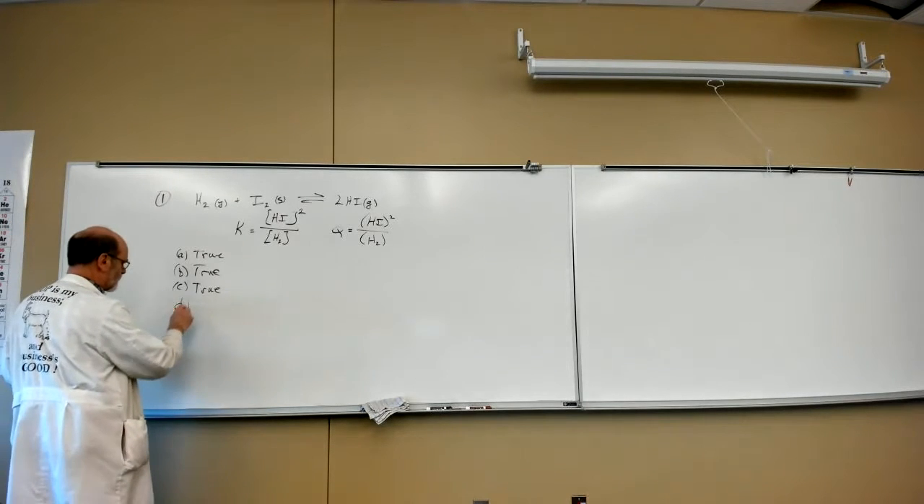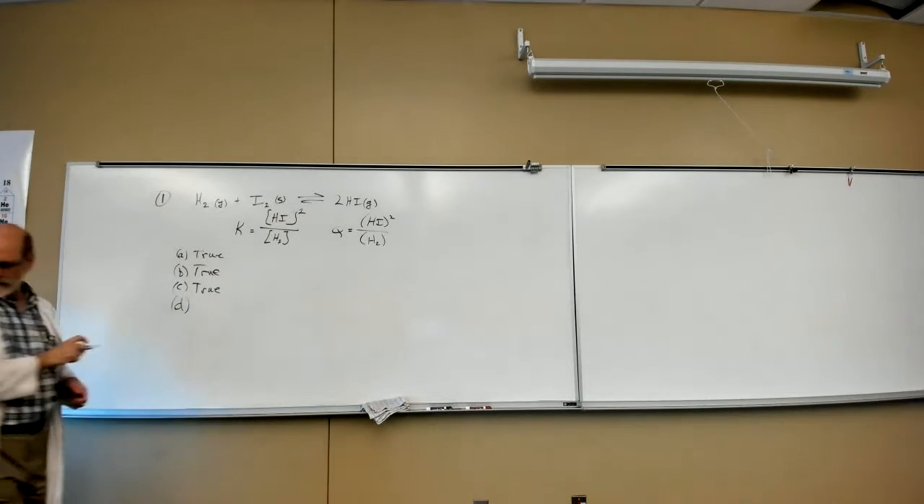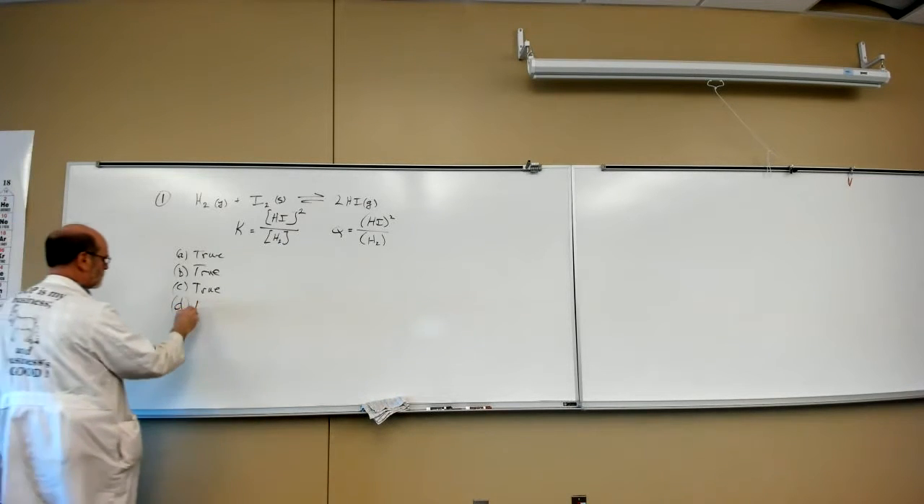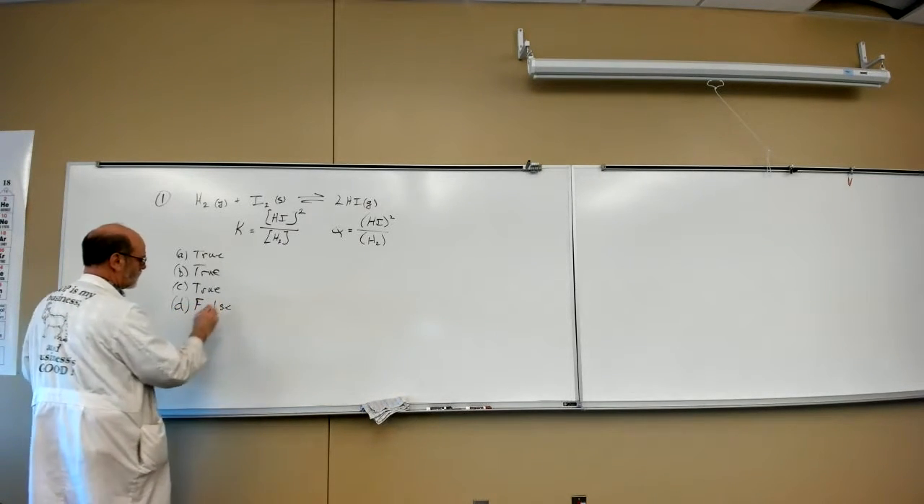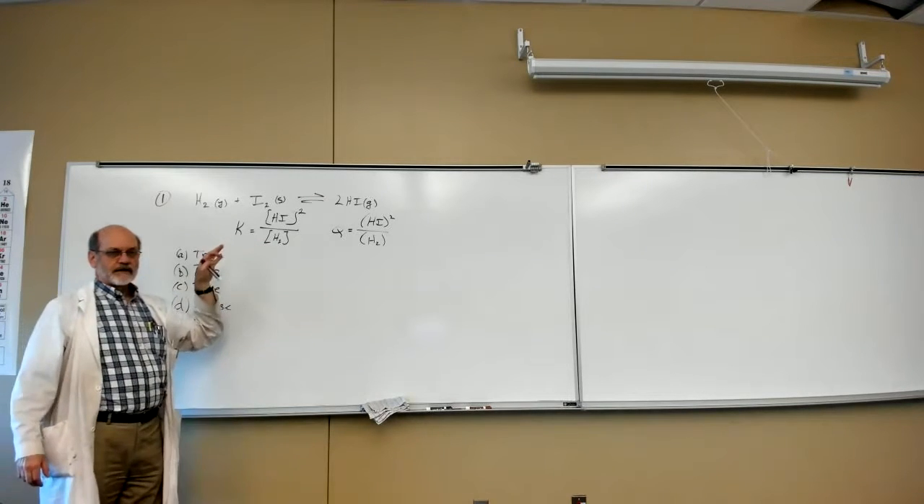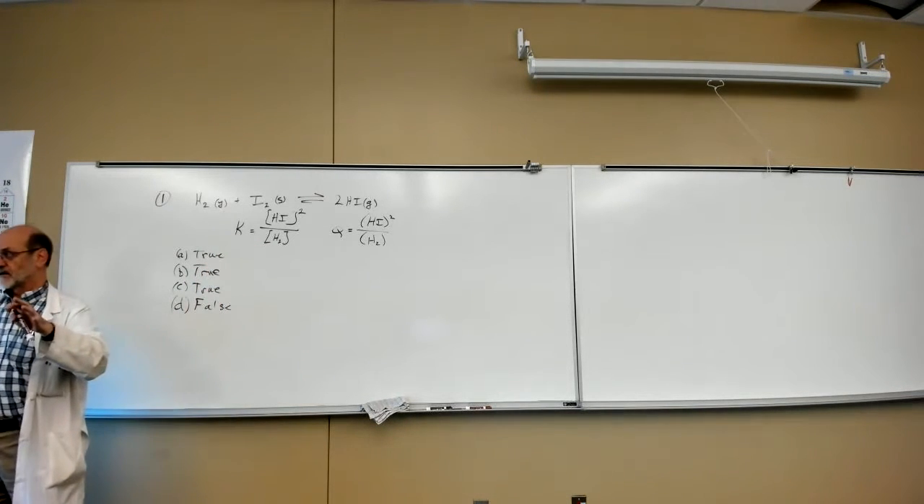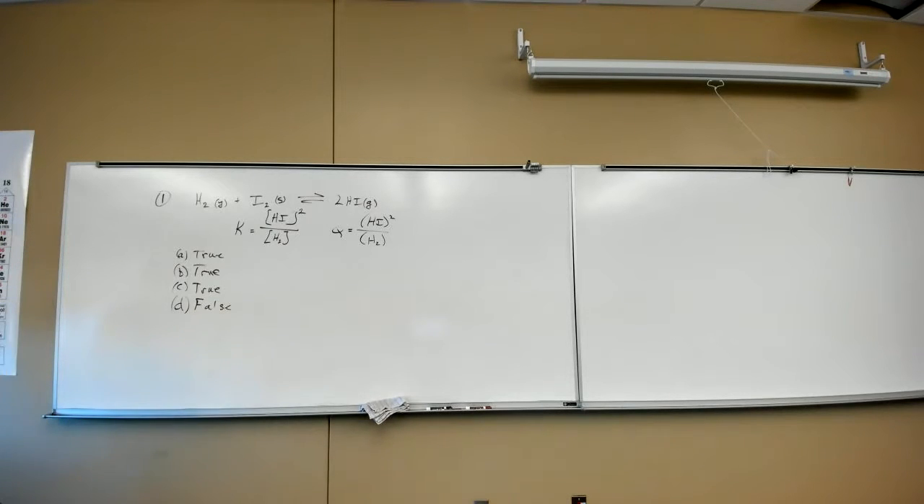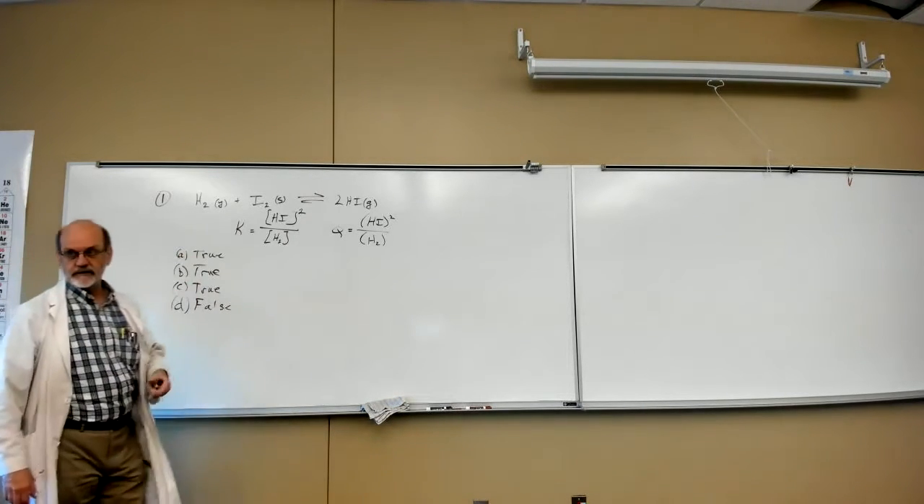Let's see, what did we say? D was false. Yeah, D was false. So we found the false one because K doesn't change. The equilibrium constant doesn't change. The equilibrium position is different. The equilibrium position refers to the actual concentrations of the reactants and products.